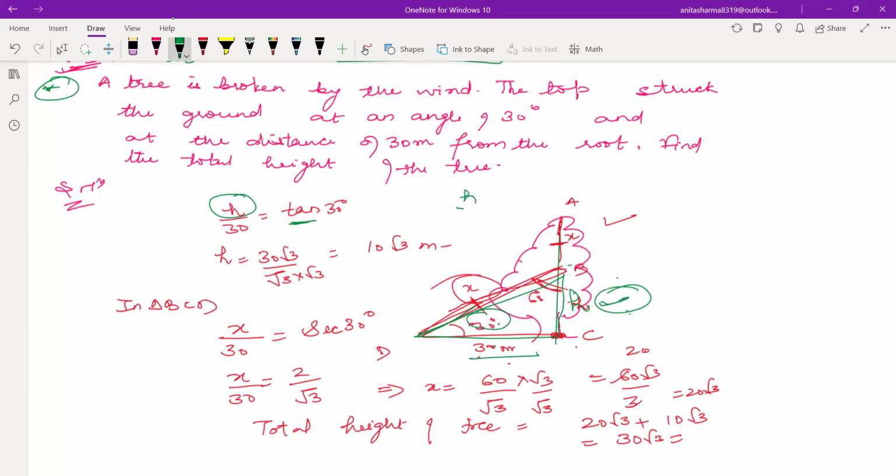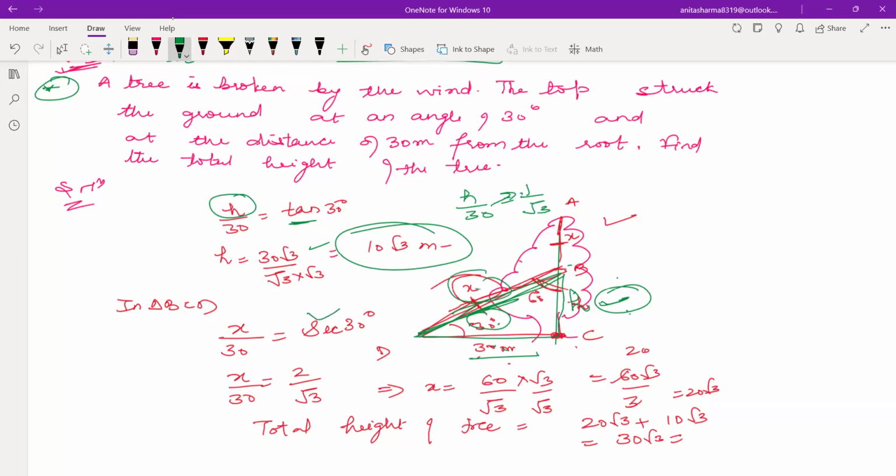Now write H upon 30 is equal to 1 by root 3. Now cross multiply and rationalize it. You will get 10 root 3. Clear? Now we want this height also, the length of the broken part of the tree. So for this also we will apply a trigonometric ratio. X upon 30: X we need to calculate and 30 is given.